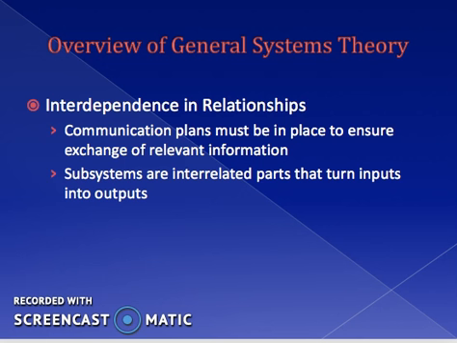In order for that to happen within higher education and organizations, there must be communication plans in place to ensure exchange of relevant information. Also, the various departments' programs are considered subsystems, which are interrelated parts that turn inputs into outputs, and everything together creates the outputs for the organization.